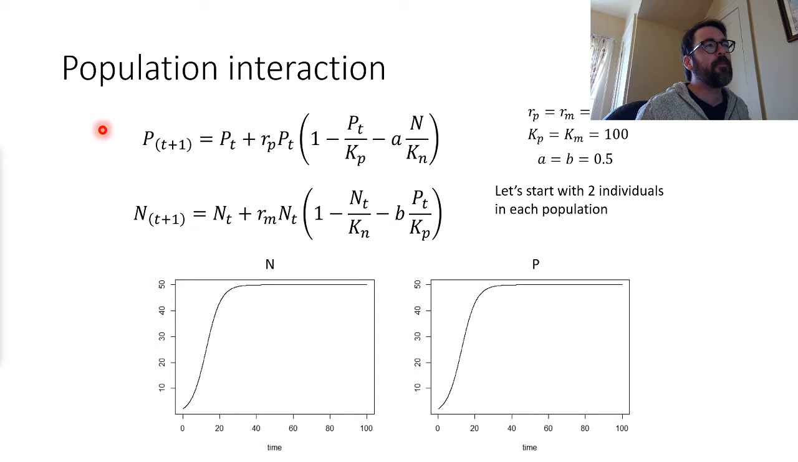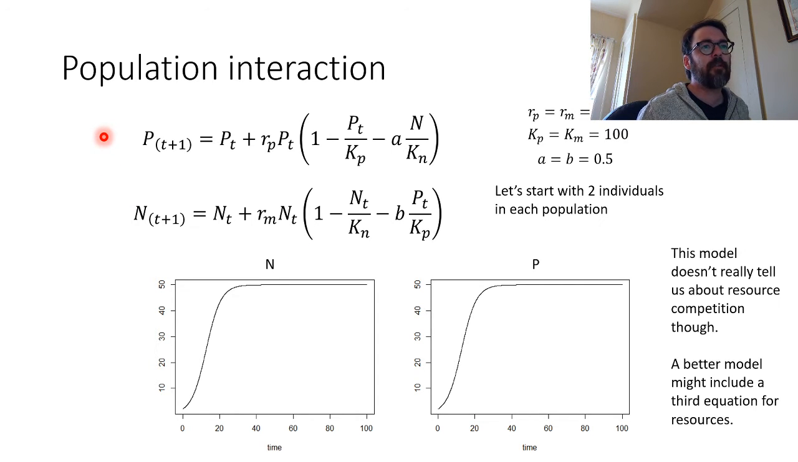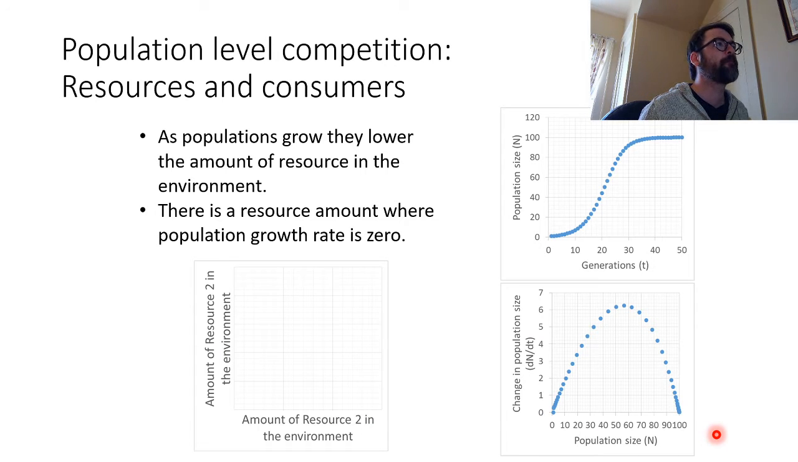But there's something odd here in that this model doesn't actually tell us that much about resource competition, right? You can imagine we've sort of encapsulated all the interactions in these two letters, A and B, right? A better model might have a third equation that tells us about what the resource dynamics are and how those go into the plant population.